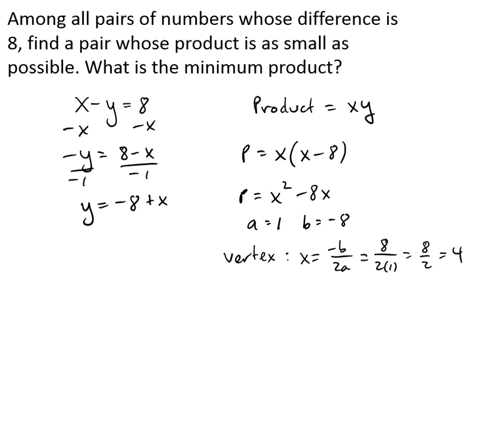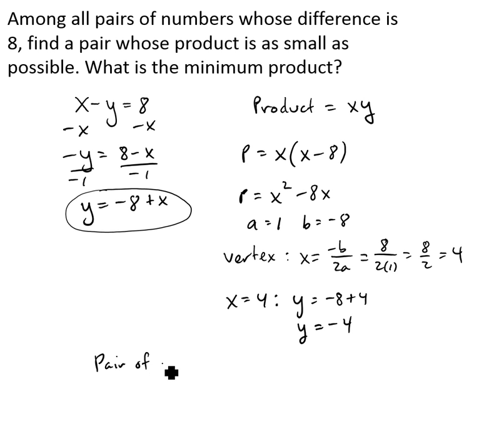Well, if x is 4, let's figure out what y is. I can go back here and I have y equals -8 plus x. So when x is 4, y is -8 plus 4, which is -4. So my pair of numbers, since there was no distinction between x and y in the problem, it just asks us for a pair of numbers. My pair of numbers is 4 and -4.